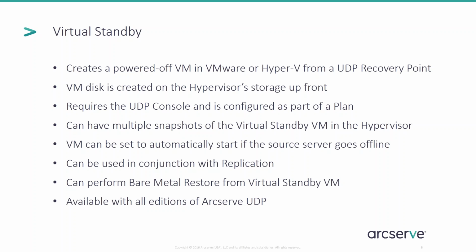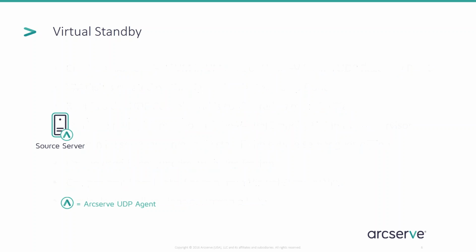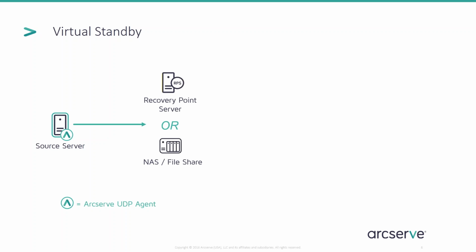So let's take a look at how the data flow works when we use virtual standby. Obviously, we have our source server. The source server might be an agent-based backup, or it could be an agentless VM backup, and we're doing our backup through our proxy. The source server is the server that has the agent on it, and the agent will create a backup or a recovery point, and that can be saved to a recovery point server or RPS, or it can be sent to a NAS or a file share.